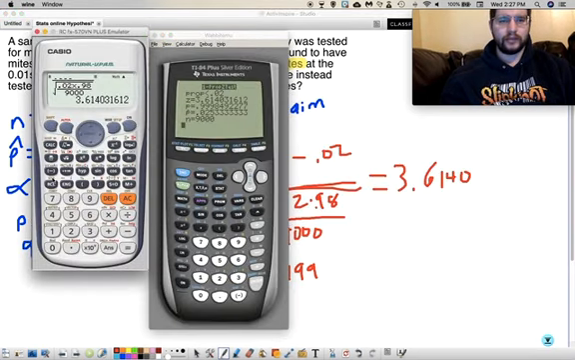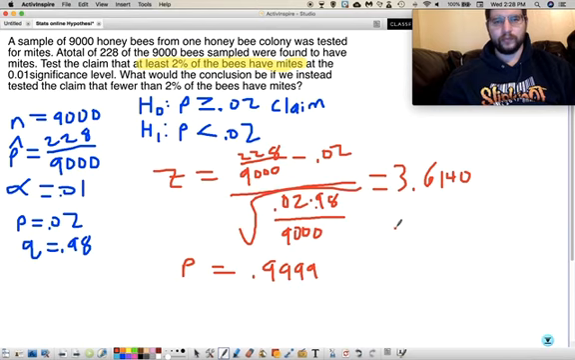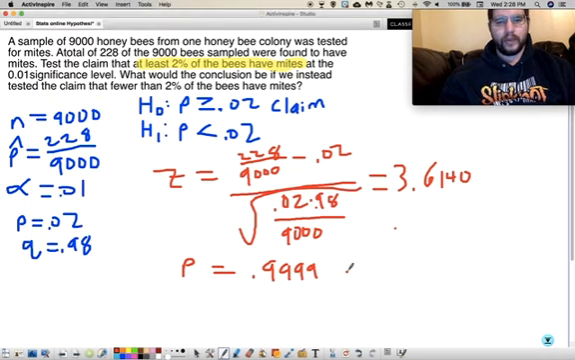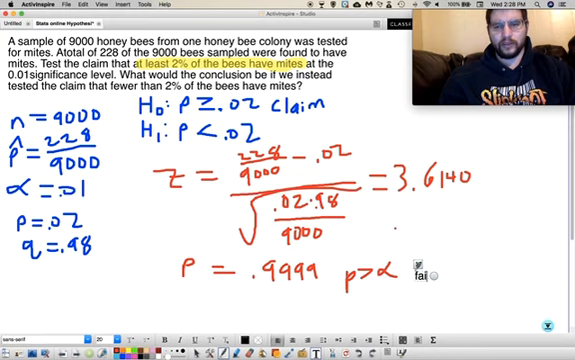P-value, test statistic from the Casio. Got our test statistic, store it to our A or B or C or whoever, doesn't matter. Then we do a normal CDF. What are we doing? It's the area to the left of our test statistic, so negative infinity to A, our test statistic. 0.9998. So regardless, P is really big, P is greater than alpha, we fail to reject the null.